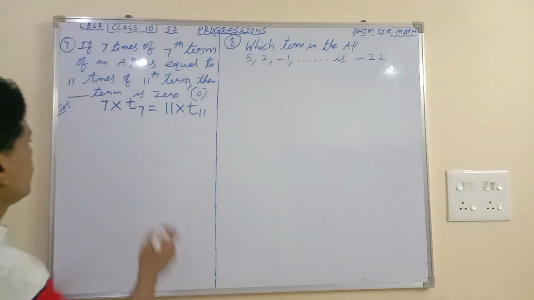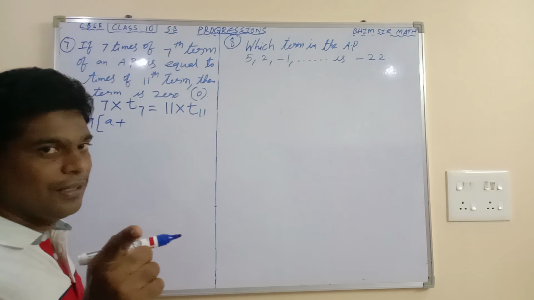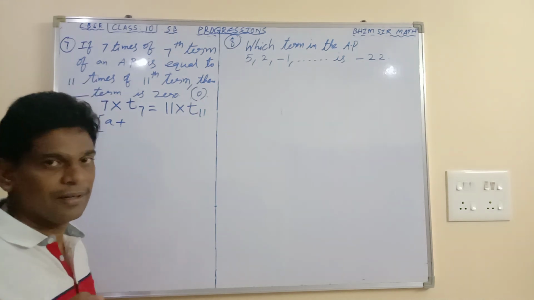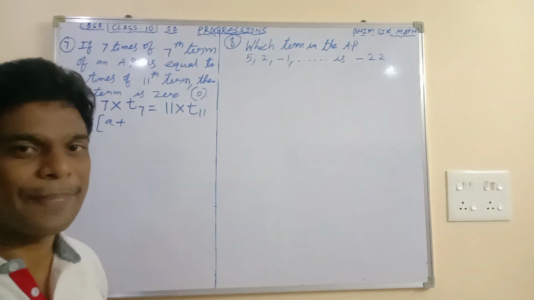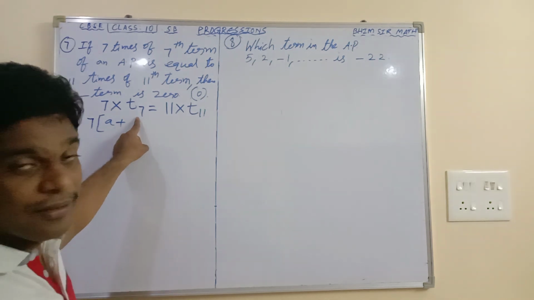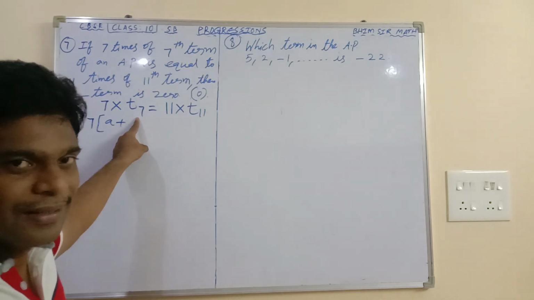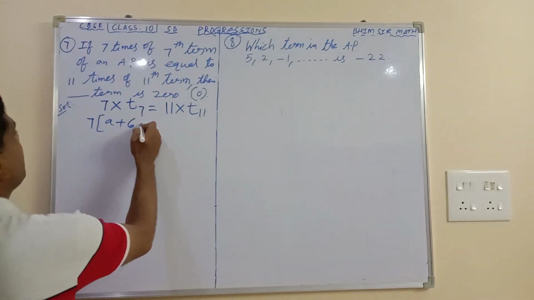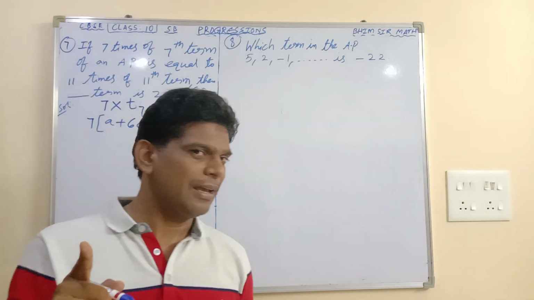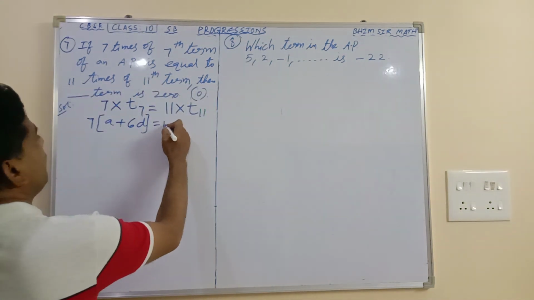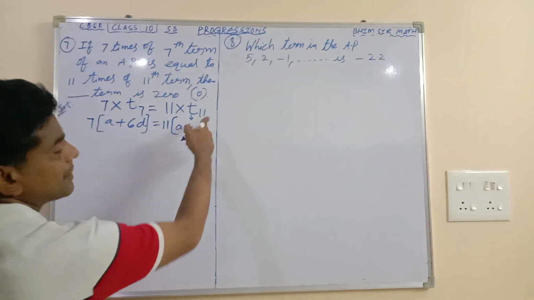So you will continue. T7 can be written as A plus 6D. You know very well, in arithmetic progression, the nth term is A plus n minus 1 into D. Just 1 should be subtracted from n. Here n is 7, so subtract 1 from 7 and you will get A plus 6D. Similarly, to find T100, A plus 99D, am I right? Yes. T11 is A plus 10D, subtracting 1 from 11.